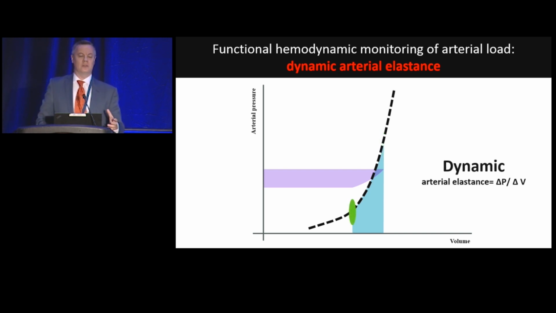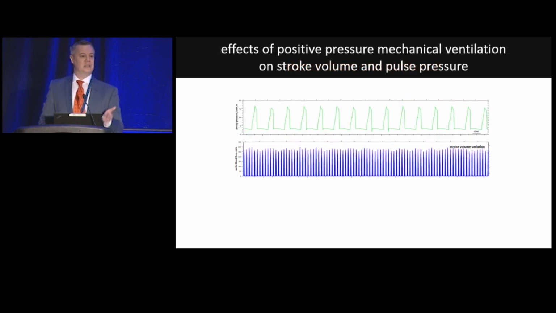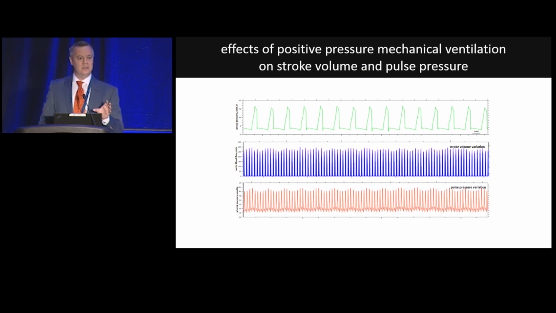So if we are able to measure the change in pressure at the same time that we are measuring the changes in volume, we can define this ratio called the dynamic arterial elastance. And we can define the slope of this volume pressure relationship. And we can do that actually at the bedside. We can use the effects of heart-lung interaction due to mechanical ventilation in our patients.